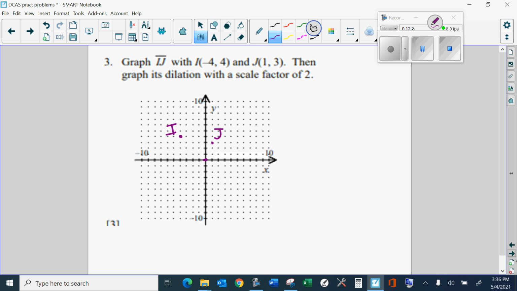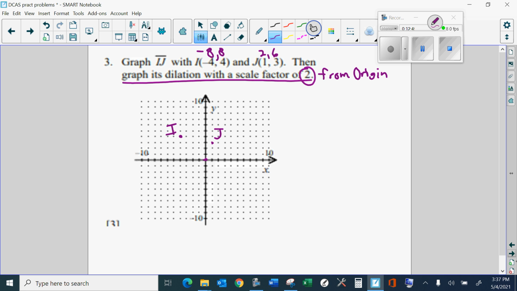When it says graph its dilation with a scale factor of 2, that means from the origin. It doesn't tell me from another point, so it's automatically from the origin. You need to know that. Anytime it's from the origin, all I have to do is multiply by the scale factor of 2, so that becomes negative 8, 8, and this becomes 2, 6.